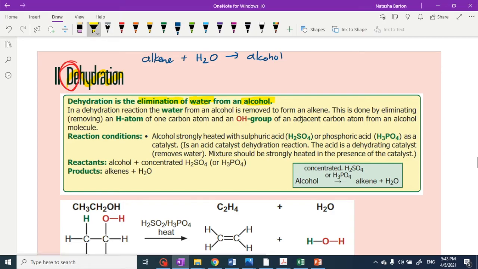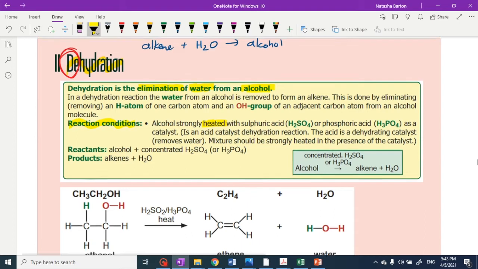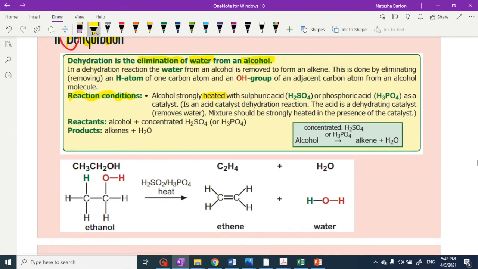Now, reaction conditions are very important for this reaction. We're going to have heat, so it's going to be performed in the presence of heat, and we are going to have an acid catalyst. Specifically, we can use sulfuric acid, learn this off by heart, or phosphoric acid as our catalyst. And this is a dehydrating catalyst, which means that the catalyst is there to assist in the removal of water.